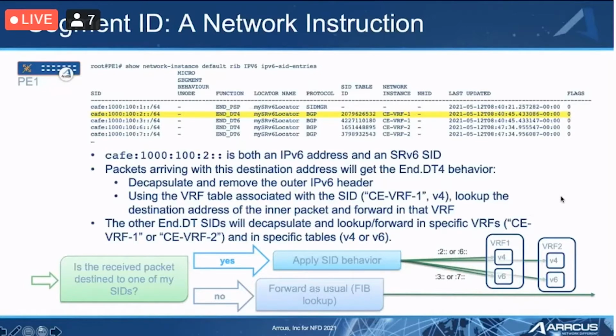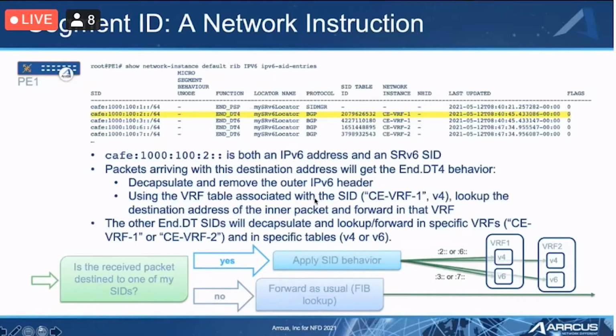I mentioned that a segment ID is a sort of network instruction, and you can think of it in that way, in that a packet that's sent to a SID that has a function associated with it determines what behavior is applied. It's not a tunnel per se, but it's an egress behavior that is dictated by the segment ID on the packet. So for example, if a packet arrives at the SID cafe 1100:2::, that is an End.DT4 behavior. You can see that in the function column, and you can see that it's going into the network instance CEVRF1 and to the V4 table there, which has this table ID.